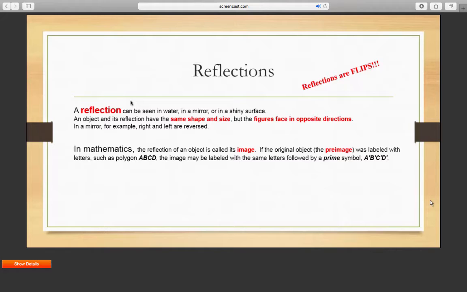When you're doing a reflection in math, the original image that you're starting off with is called the image, and you're going to label that with letters like ABC. The new figure you're going to label with primes. So like if you started off with a polygon ABCD, when you move the figure, you're going to label it with primes, A prime, B prime, C prime, D prime. So when you look at it, you know that A was the original and A prime is the new figure.